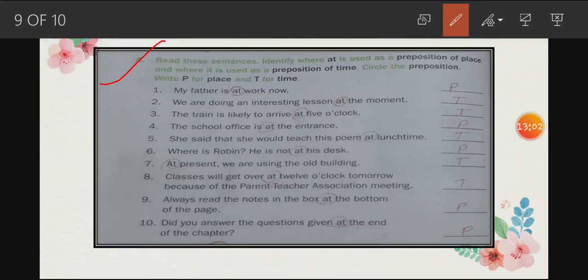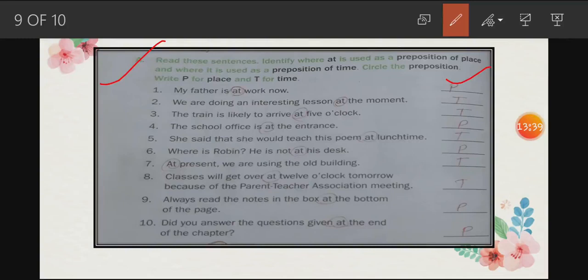So let's go for this, and you can see all of the answers are written here, and let's just read them out. You can understand easily. First one: my father is at work now. At work now. Here it is "at", so you have to circle the "at". And why do I write P here? Because at work refers to at office or any kind of workplace. That's why P is written here. You have to write P.